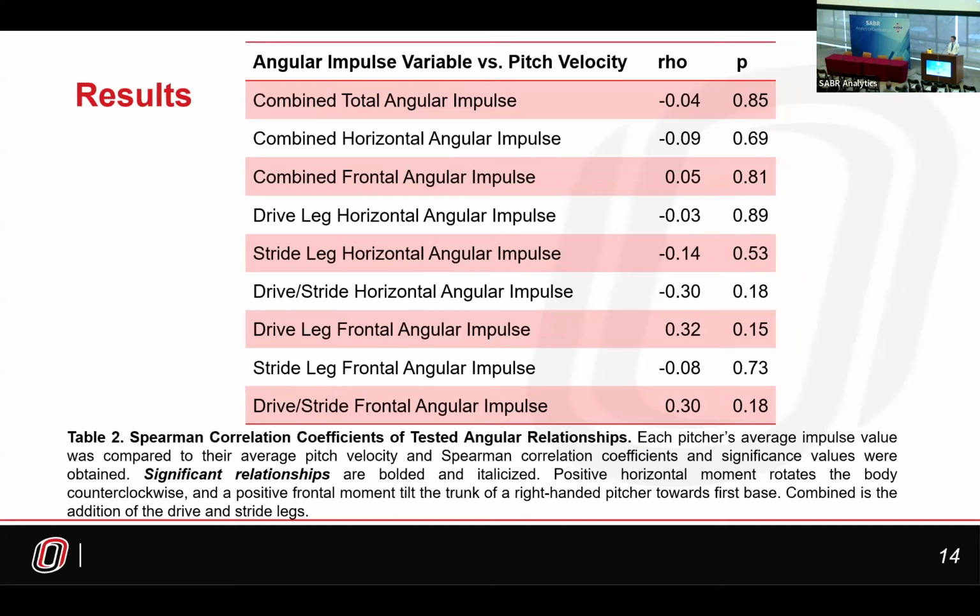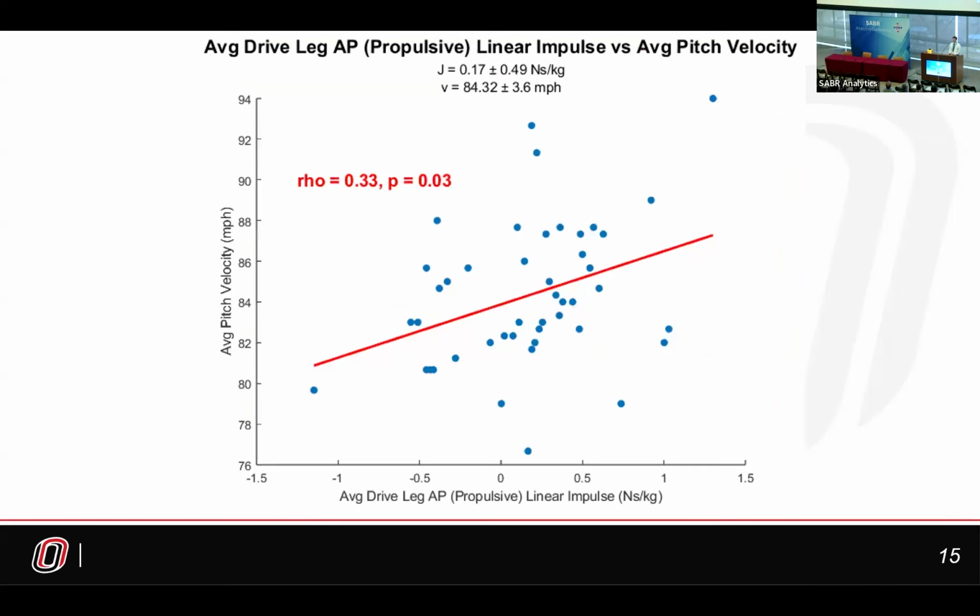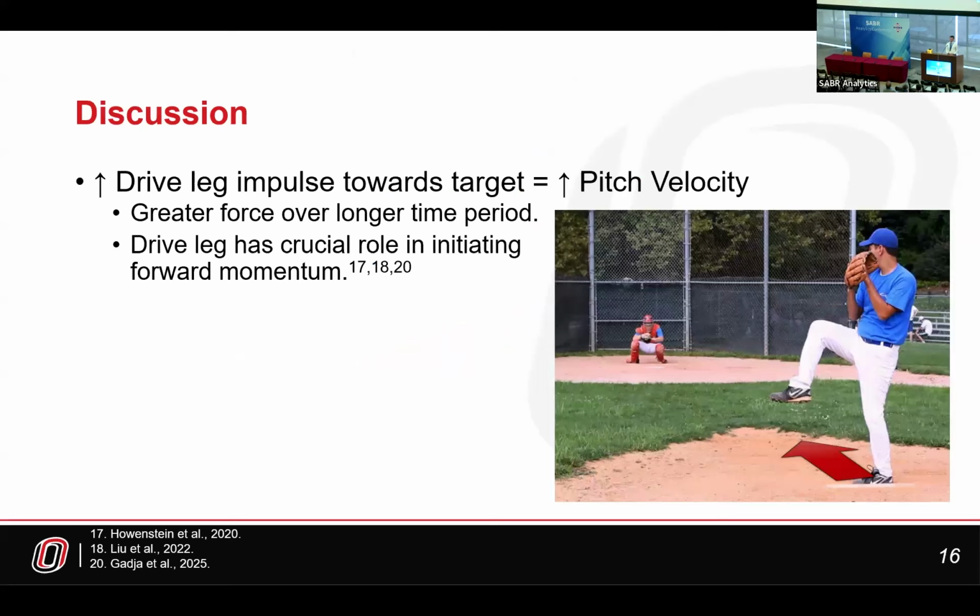And then here are the angular impulse variables and their relationship with pitch velocity. We see that there are no significant relationships between angular impulse variables and pitch velocity in this. So here's the relationship of the drive leg propulsive impulse versus pitch velocity, and we see that with higher positive linear impulse, we have higher pitch velocities. So that leads us to the conclusion that we want to increase drive leg impulse towards the target in order to increase pitch velocity. This intuitively makes sense, as greater force for a longer period of time generated going towards home plate will help increase pitch velocity.